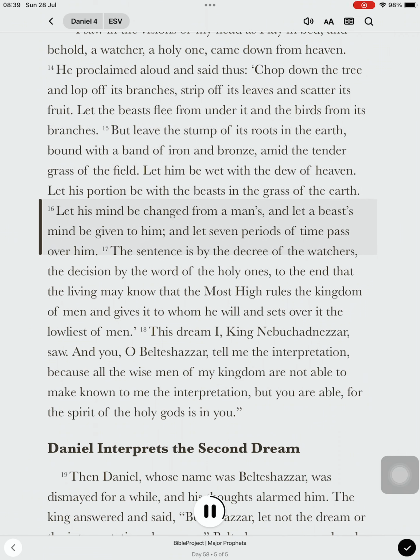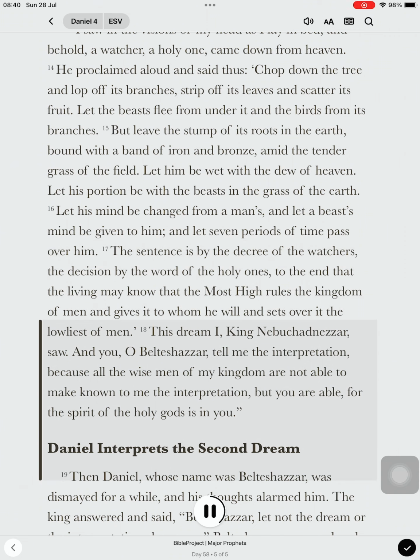Let his mind be changed from a man's, and let a beast's mind be given to him. And let 7 periods of time pass over him. The sentence is by the decree of the watchers, the decision by the word of the holy ones, to the end that the living may know that the Most High rules the kingdom of men, and gives it to whom he will, and sets over it the lowliest of men.